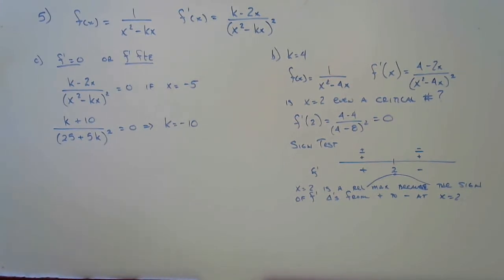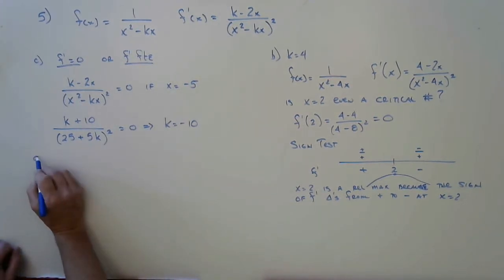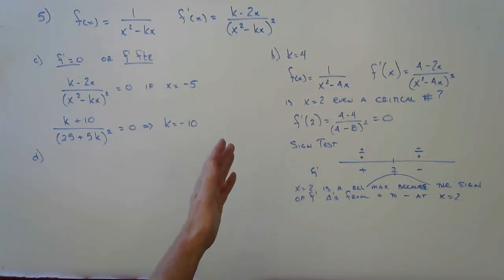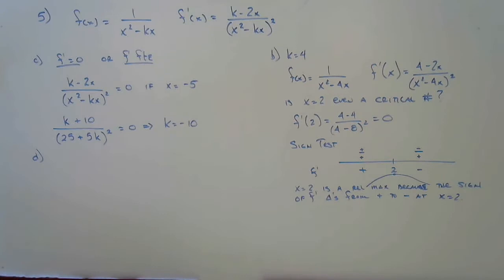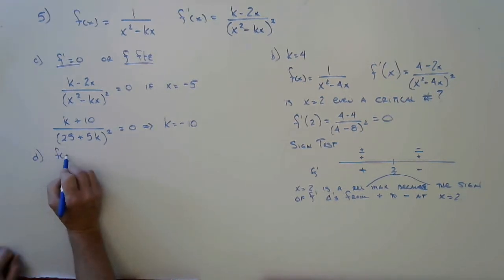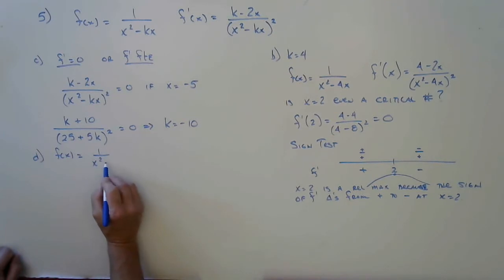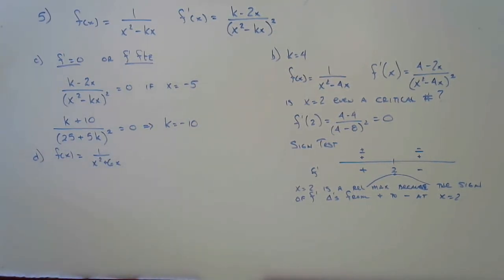Part D says, now we're going to let k be 6. Okay, so we've had k be 3, k be 4. Now we're going to let k be 6. So my function is going to be f of x equals 1 over x squared plus 6x, right? That's going to be my function.